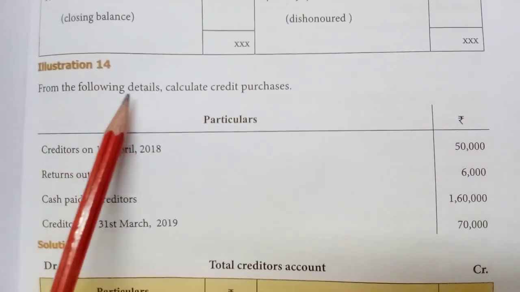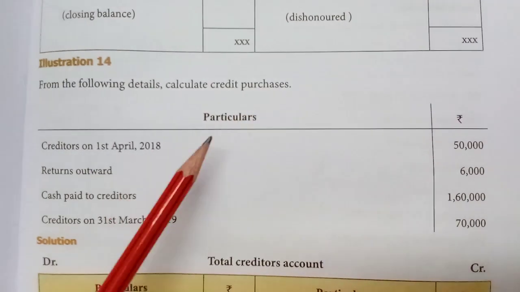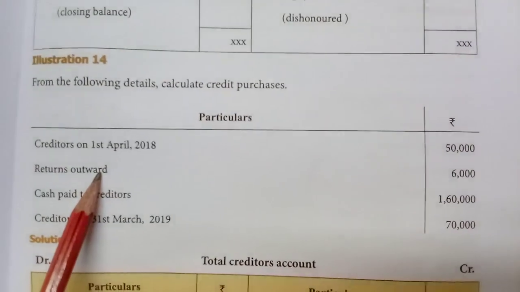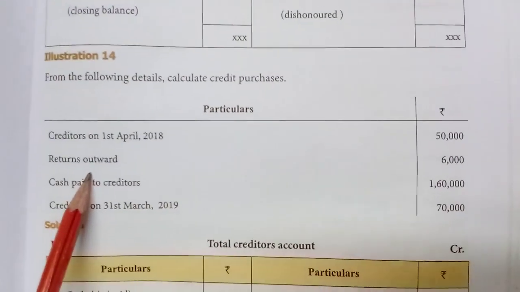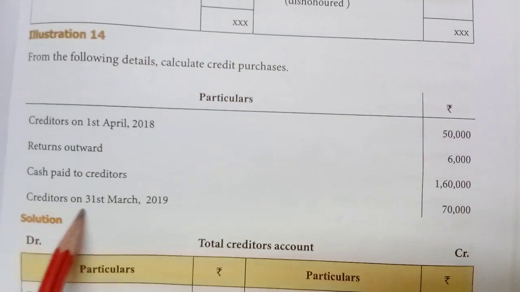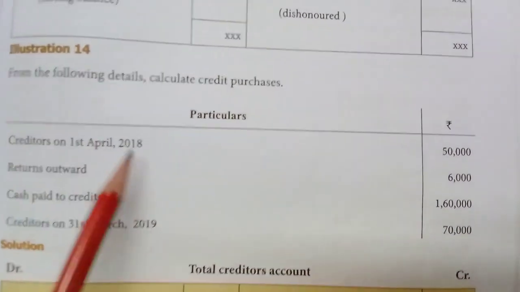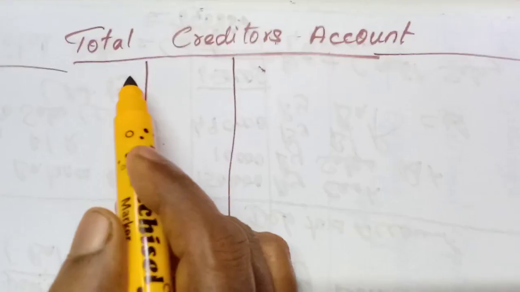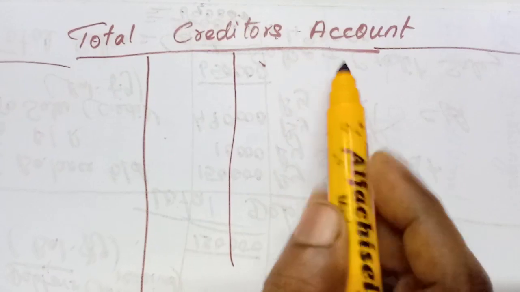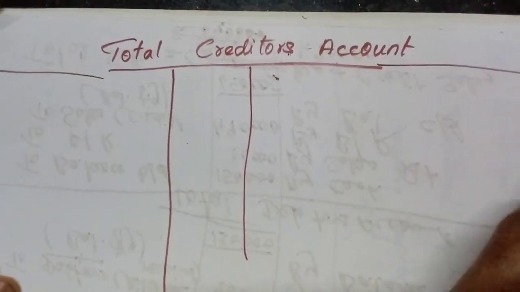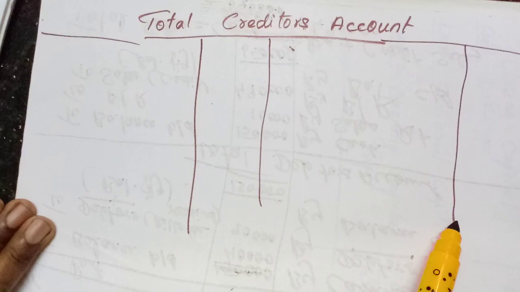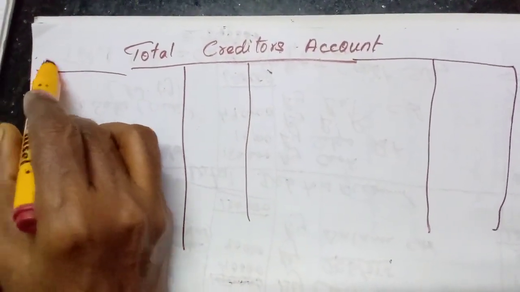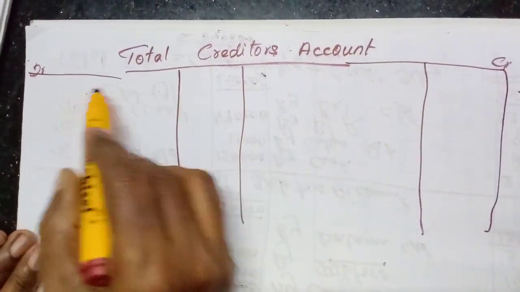Illustration 14. From the following details, calculate credit purchases. Particulars given: creditors opening, returns outward, this one is purchase returns, cash paid to creditors, then creditors closing balance. So we will prepare the total creditors account. I will write it in the notebook and show it to you. Total creditors account: you have to use both the pages, I am using only one page. Debit, credit, particulars, rupees.